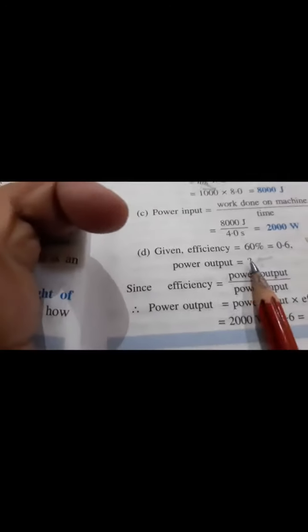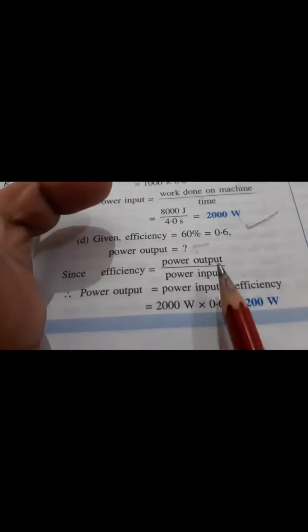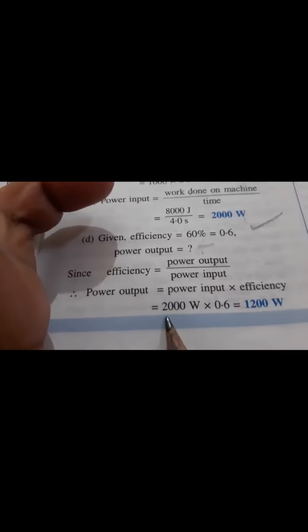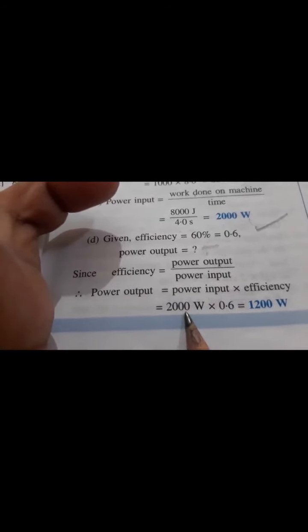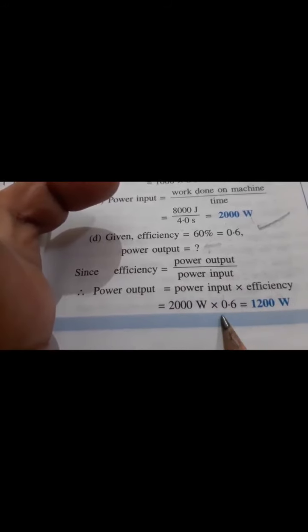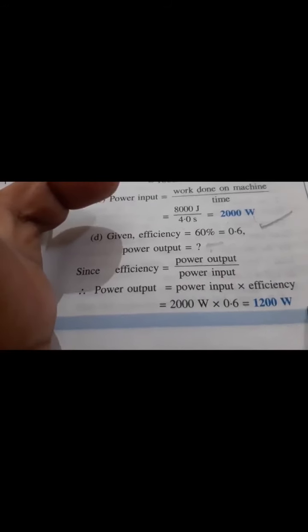So we have to find the power output. Efficiency is given by power output over power input. So power output is equal to power input into efficiency. Simple. Put the value of power input, that is 2000 watt, and efficiency is 0.6. So it is 1200 watt.